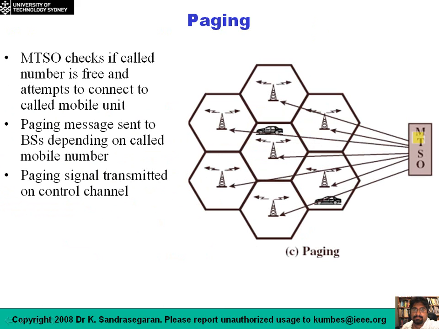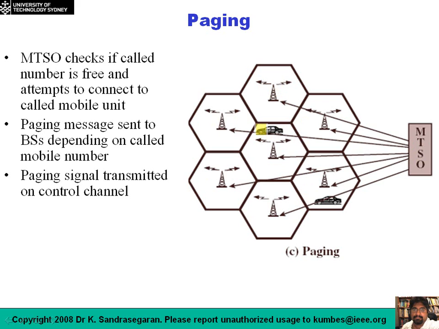The MTSO then checks its database. The MTSO has access to a database of all the users and which location they are located in. And if it knows that, okay, this particular user is located within these particular 7 cells, it will send a paging message to each one of those base stations. So in this case, there are 7 base stations here. All 7 base stations will get a paging message from the switching office, and the paging message is sent on the control channels by each one of those 7 base stations.